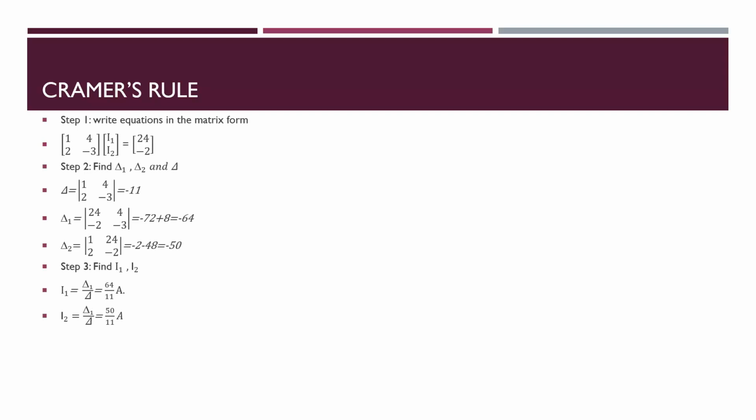Suppose you have 3 variables, so you have to make a 3 by 3 matrix. You have to write I1, I2 and I3, and the right hand side constant values, and then you have to find delta, delta 1, delta 2 and delta 3. So in addition you will get I3 also, which will be delta 3 by delta. We have discussed 3 methods here, and according to me, whenever you have 3 variables, Cramer's rule is the easiest method.